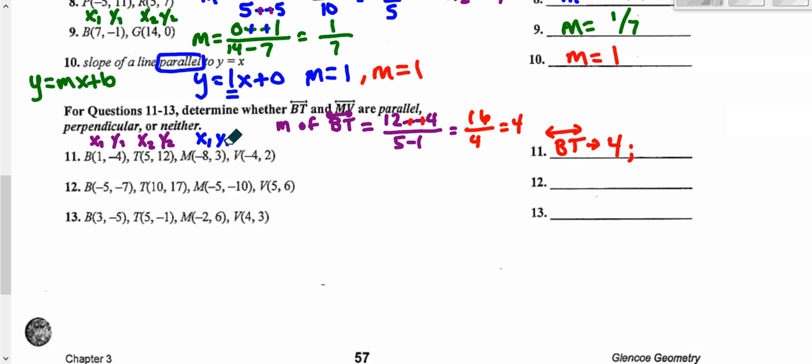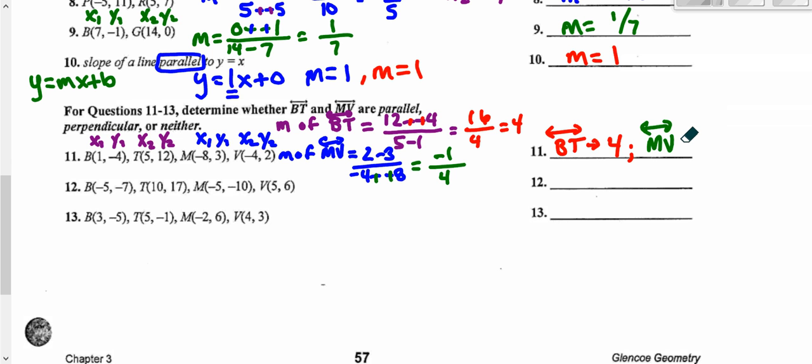x1, y1, x2, and y2. So now we have the slope of MV. So we'll do 2 minus 3 and negative 4 minus negative 8. There's our minus a negative once again. So we end up with negative 1 over positive 4. So the slope of MV is negative 1 over 4.